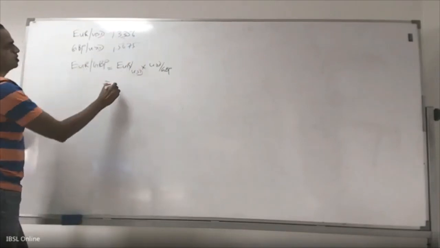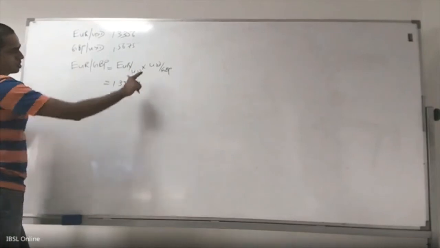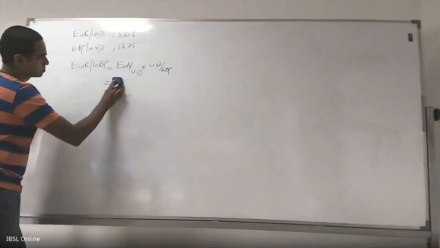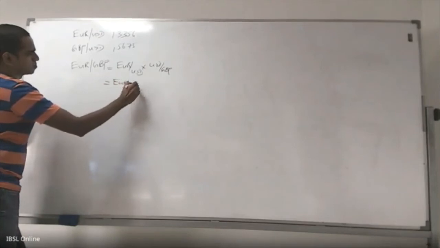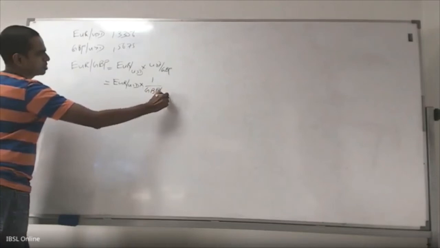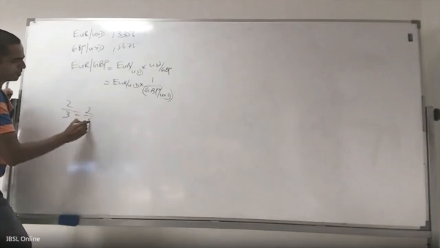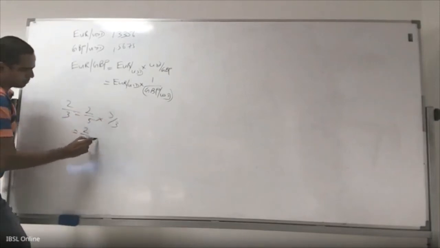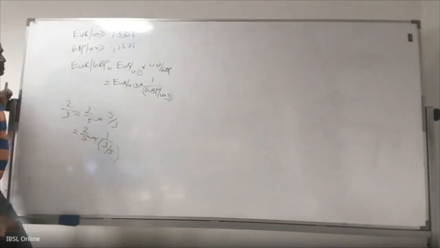Euro dollar is given, 133.56, into dollar sterling, which is not given, but you have been given sterling dollar. Okay. So let me write an additional step. What if I write this as sterling to US dollar? Again, what I wrote earlier, 2 by 3 is 2 by 5 times 5 by 3, which is also equal to 2 by 5 times 1 over 3 by 5. Yeah, so the same thing.